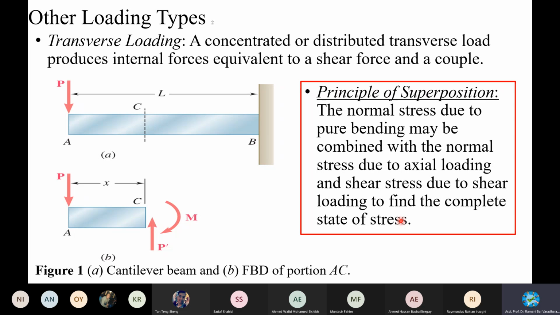This is a famous formula, the equation that we derived. Whenever the couple is given, you can find the normal stress by using this formula, right? This is how we solve by making use of the principle of superposition.